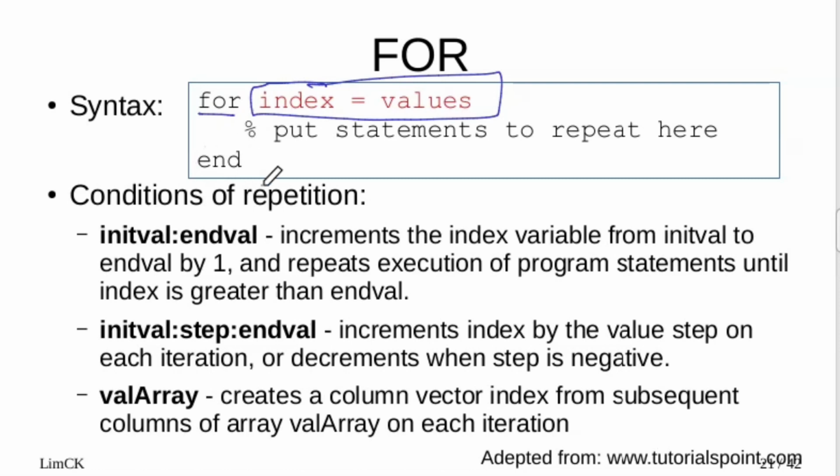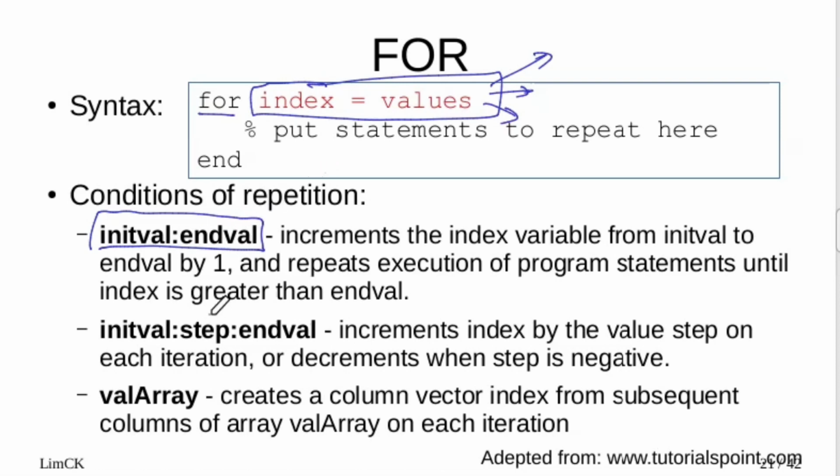Okay, for the condition of repetition, there are three types of condition normally we use. The first type is in this form. We have an initial value of a variable until the end. You can put it in this form, so that the index here will take these values from the initial to the end. And then we repeat the loop until the index reaches the end value.